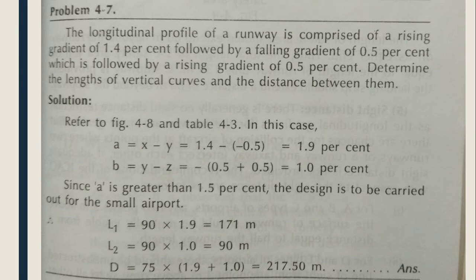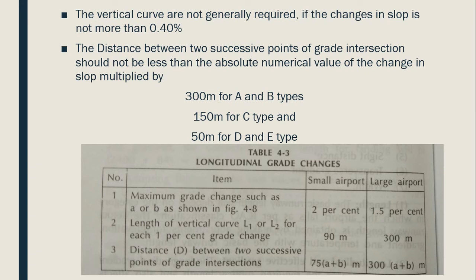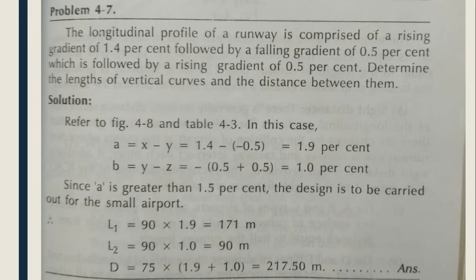So since A is greater than 1.5%, the design is to be carried out for a small airport. This is because in the table you can see that if it is greater than 1.5%, it should be designed for a small airport.